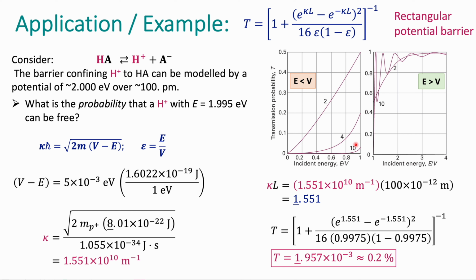So most likely what we're looking at is in a plot that looks more like this than it looks like this, just because the transmission probability is relatively small, even whenever your particle has almost as much energy as the potential barrier.